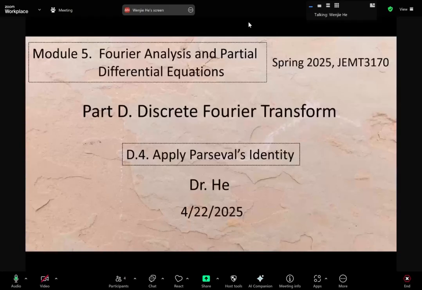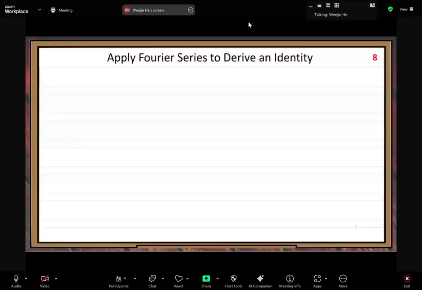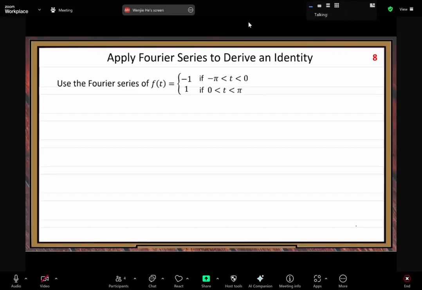The last one is to apply Parseval's identity. We have another similar question in the homework assignment. It is very simple, but let me leave it for next time, because the example is pretty straightforward, relatively easy. Next time I can use 5 minutes to complete this example. So that's for one of the homework questions.